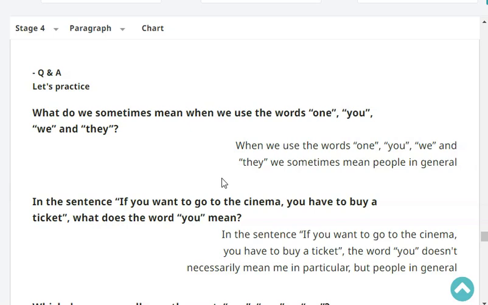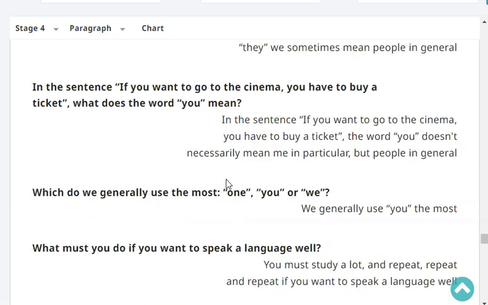What do we sometimes mean when we use the words one, you, we, and they? When we use the words one, you, we, and they, we sometimes mean people in general. In the sentence, if you want to go to the cinema, you have to buy a ticket. What does the word you mean?